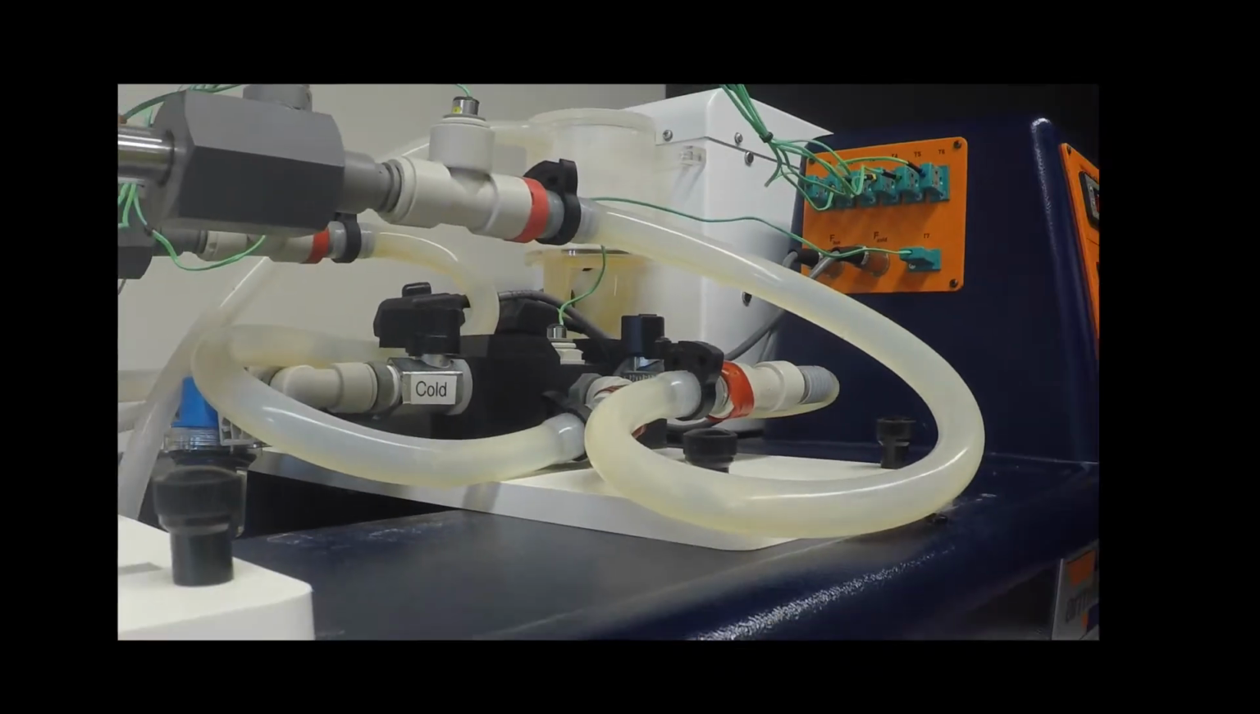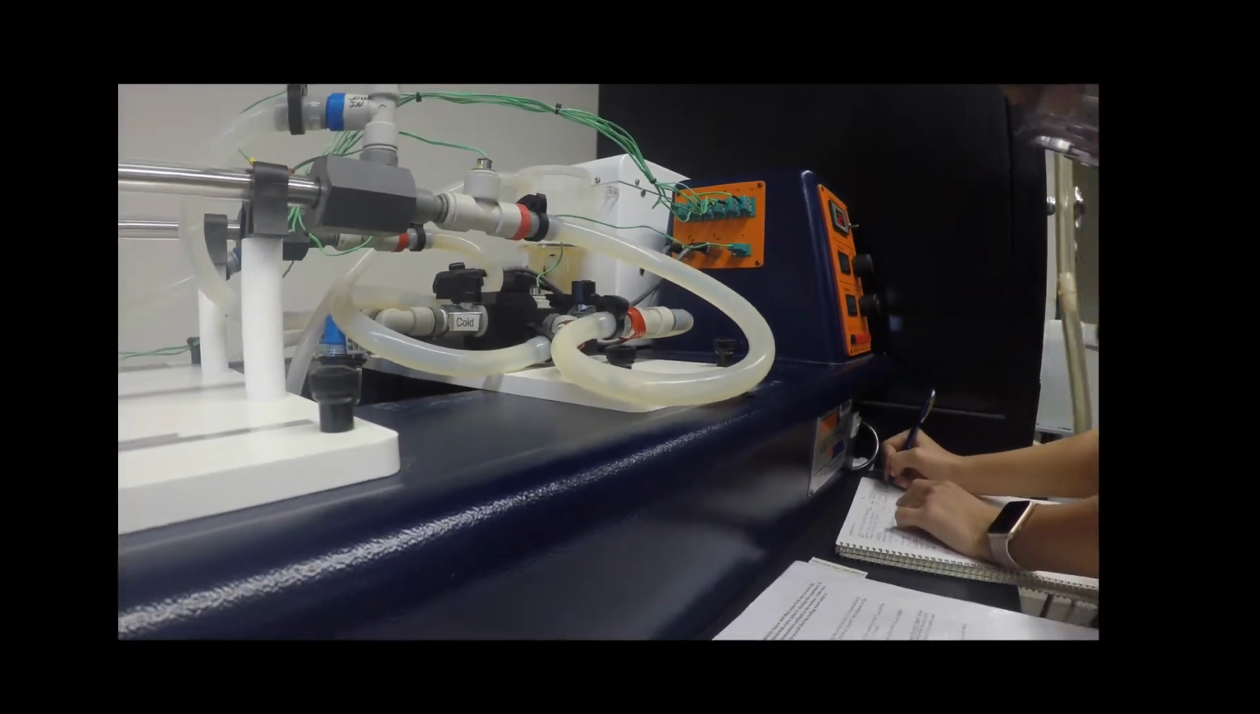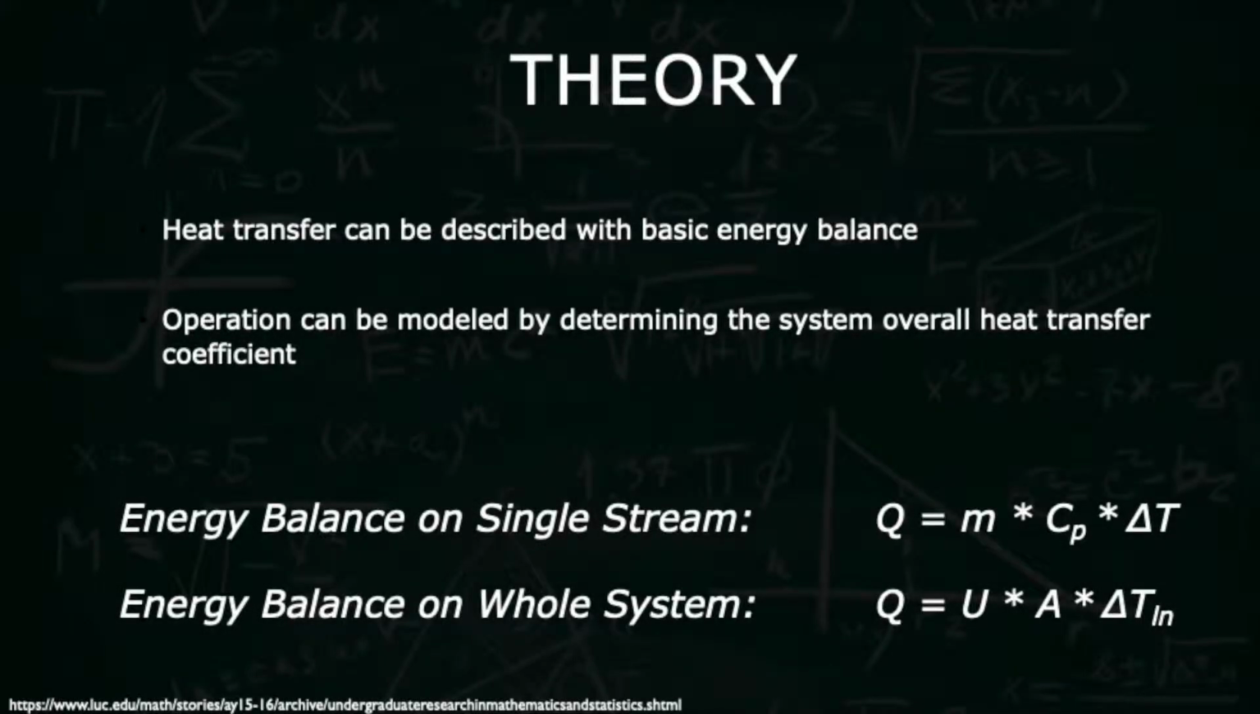What's the purpose of a heat exchanger? Heat exchangers are used to regulate the heat in a product stream by transferring energy to a neighboring contact stream. Let's understand some of the scientific concepts. Heat transfer between two streams in a double pipe heat exchanger can be described by doing a simple energy balance on the two streams using the first equation.